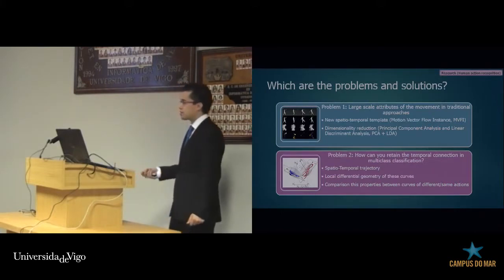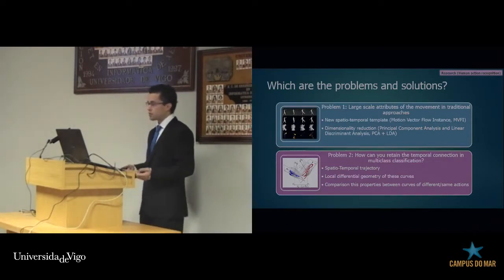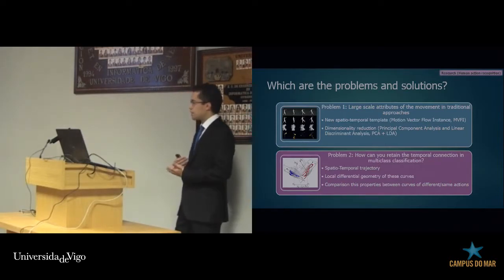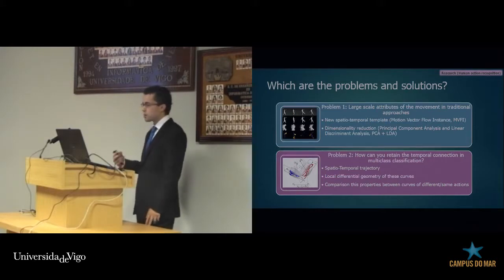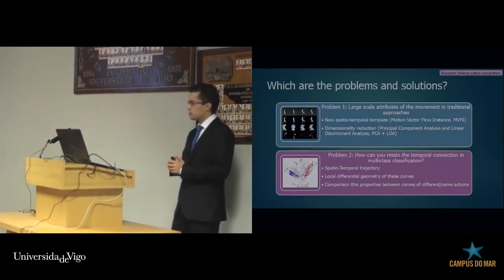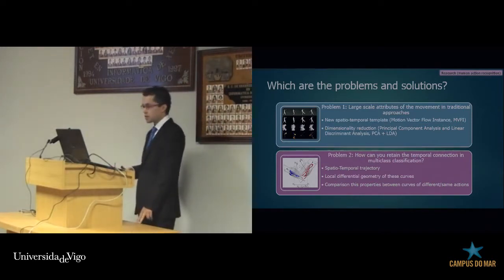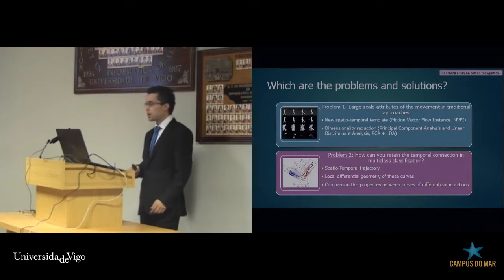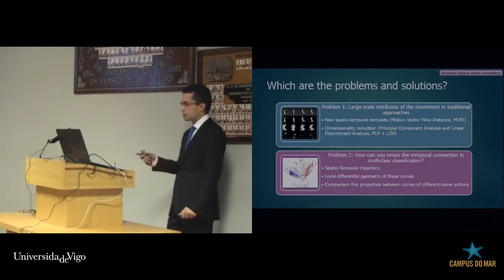So what are the problems that we found and the solutions that we propose? Problem one is the large scale attributes of the movement in traditional approaches. So the question is whether it is necessary to obtain the fine details of the movements or not. We propose a new spatio-temporal template, MVFI, motion vector flow instance, that accentuates the velocity magnitude and the direction of the movements. Then we combine it with dimensionality reduction techniques like PCA, principal component analysis, and LDA, linear discriminant analysis, that we will talk about after.